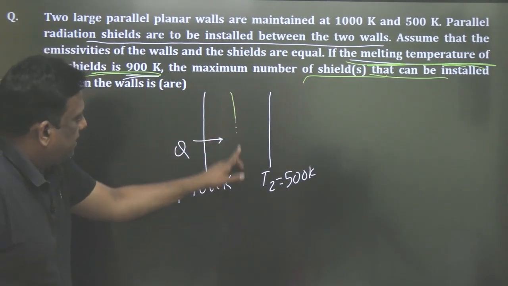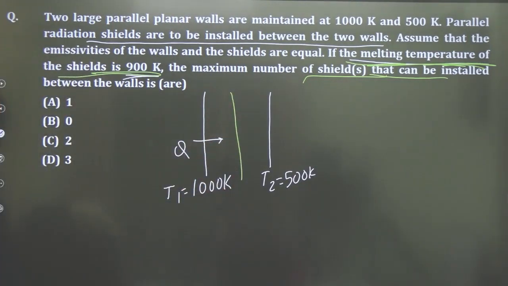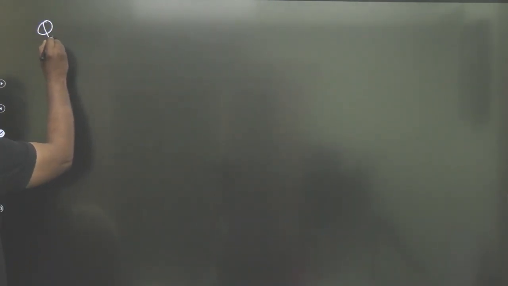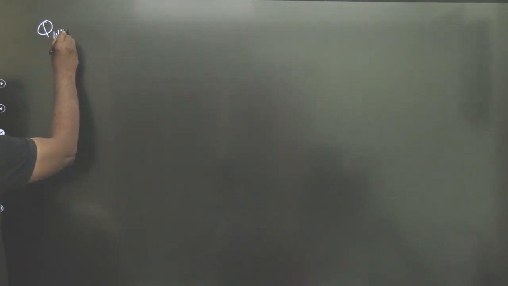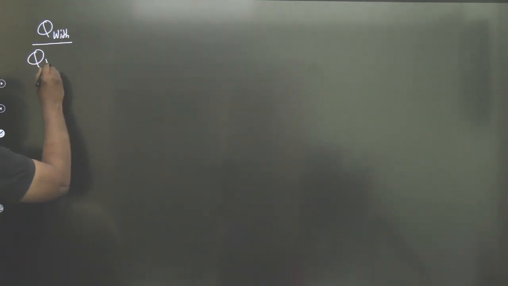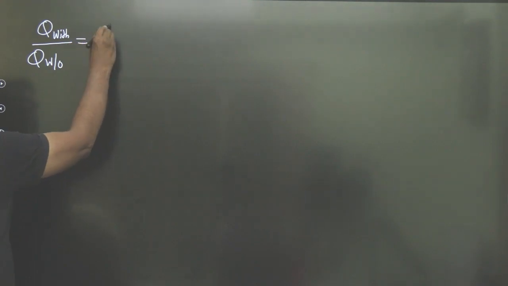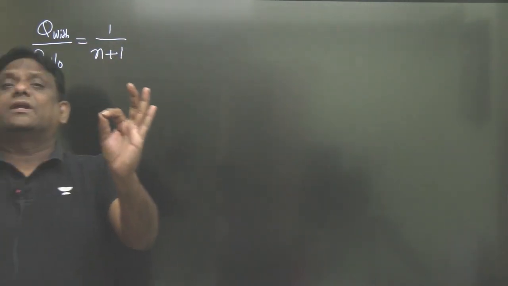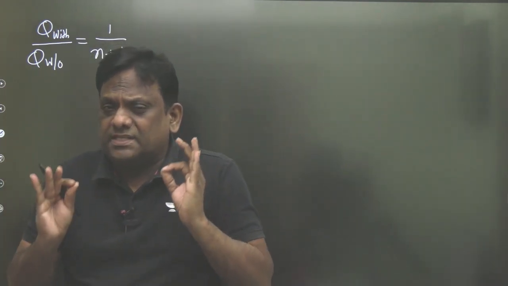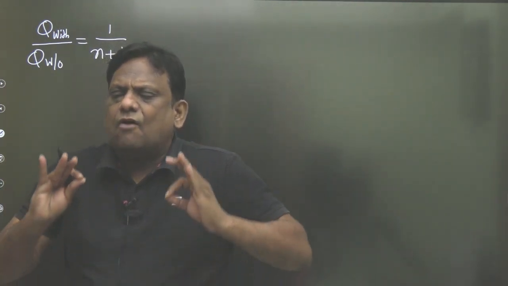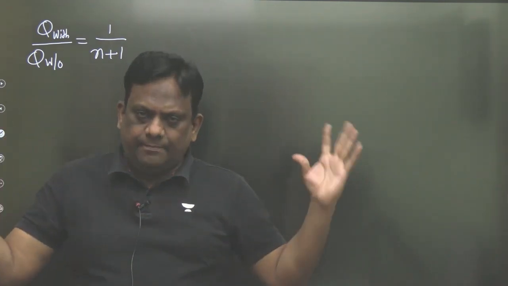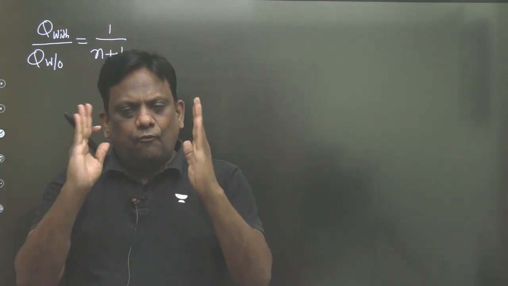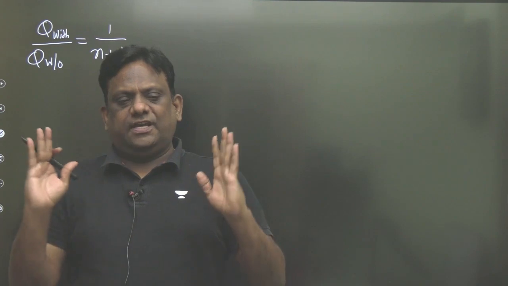Now we are introducing a radiation shield. Heat transfer with shield by heat transfer without shield is 1 by n plus 1. This I have derived in our regular class, but the condition for this equation is that the emissivities of all shields are the same, and the plates are also of the same emissivity.